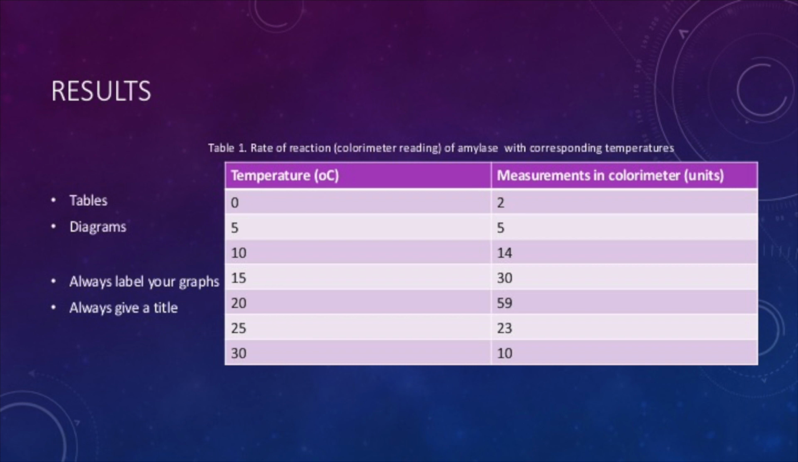So say if you're writing up a table, the thing to do is first of all, give it a title. You should add, first of all, table 1, if this is the first table, so you give it a number and it's easier to refer to. Then you say the rate of reaction, brackets, calorimeter reading of amylase with corresponding temperatures. Here you are including the dependent variable and also the independent variable. Note that in your tables, you must include units, and that's very important.